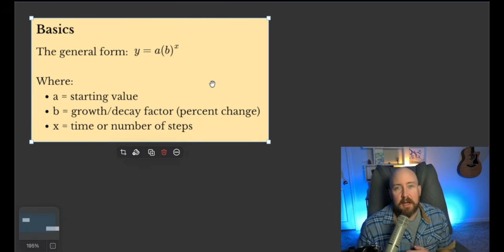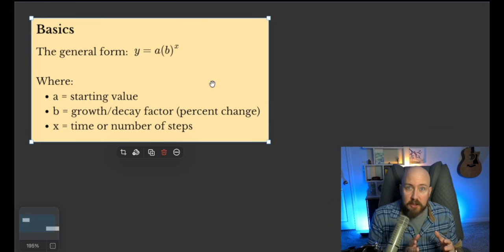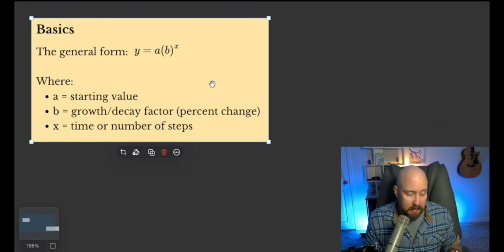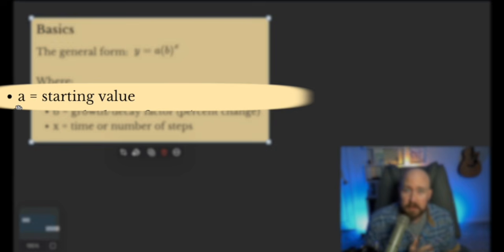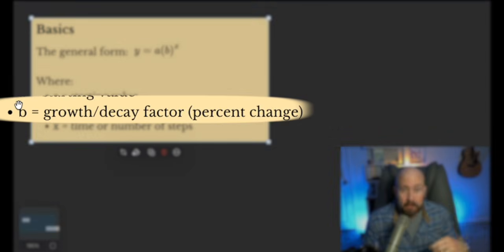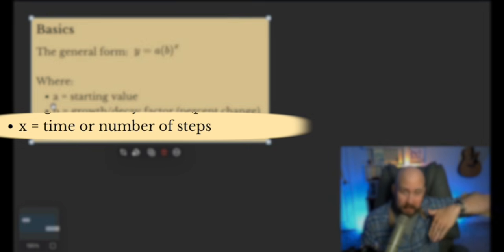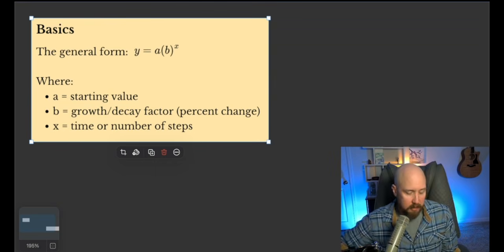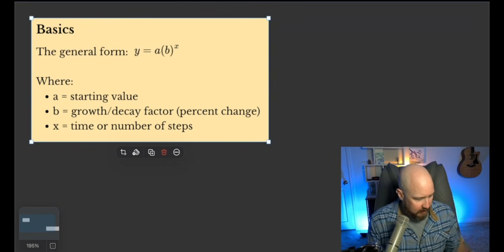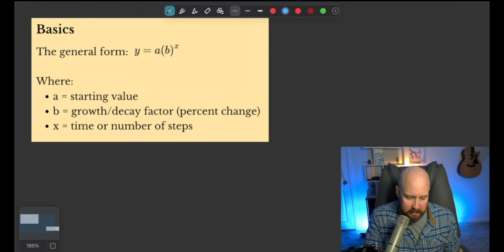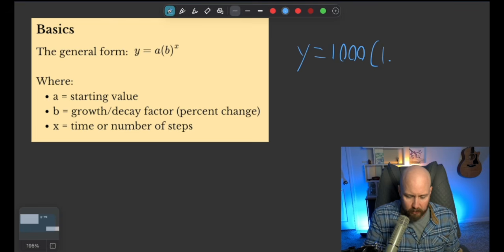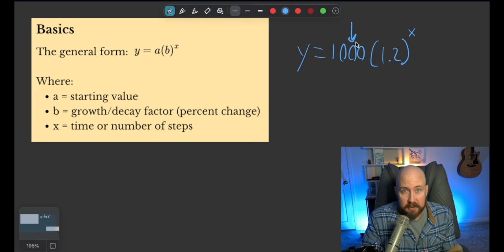In general, we need to understand that an exponential function is going to look a little bit something like this, where we have a starting value that is going to be increased or decreased by some sort of percent or factor, and then an x, which affects how many times this happens. So to give you an example, if we had something like y equals 1,000 times 1.2 to the x, our 1,000 here is going to represent the starting number that we have.